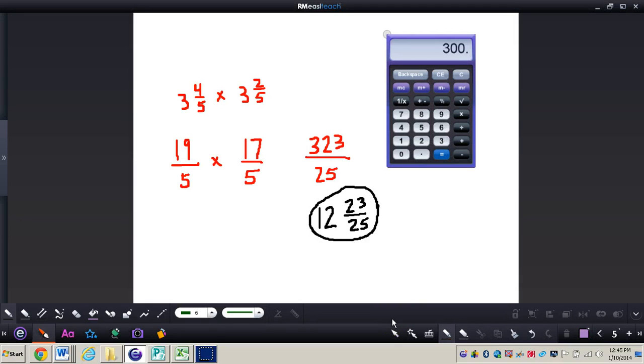And we have the answer of 12 and 23/25. Okay, we can see that we changed our mixed numbers to improper fractions. 19/5 times 17/5 gave us 323/25, and changing that into a mixed number gave us 12 and 23/25.